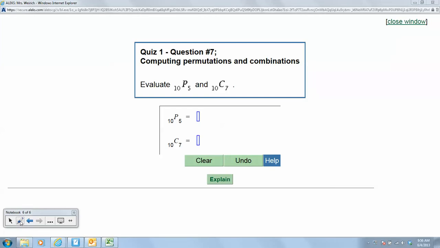This topic is called computing permutations and combinations. So what you're going to have is some permutation, combination, and some combination. The explain button explains it a lot differently, but essentially what you have, this means that you have 10 items to choose from, and you want to choose 5 items.